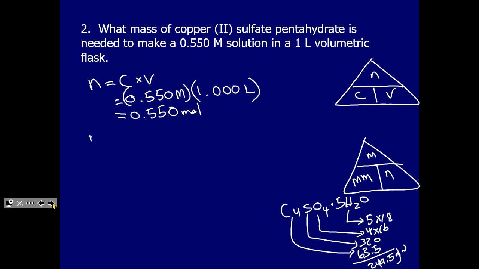Mass is equal to molar mass times moles. 249.5 times 0.550. Are we okay? We're okay? So what do we get? What do you got for a number? Nasa, what do you got?